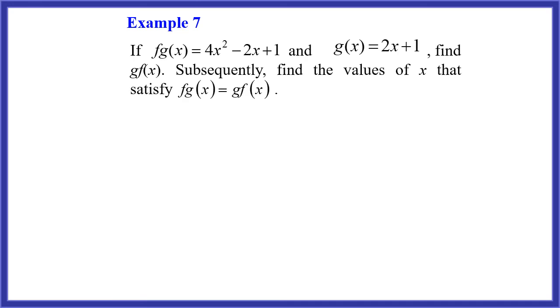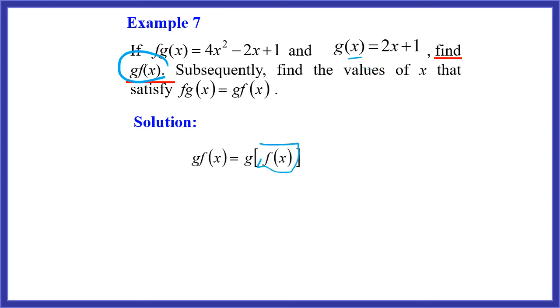Okay, let's do example 7. If f(g(x)) equals 4x squared minus 2x plus 1 and g(x) equals 2x plus 1, find g(f(x)). Subsequently, find the values of x that satisfy f(g(x)) equal to g(f(x)). Okay, so the first question is to find g(f(x)). Now we have g but we don't have f(x), so we need to find f(x) first.